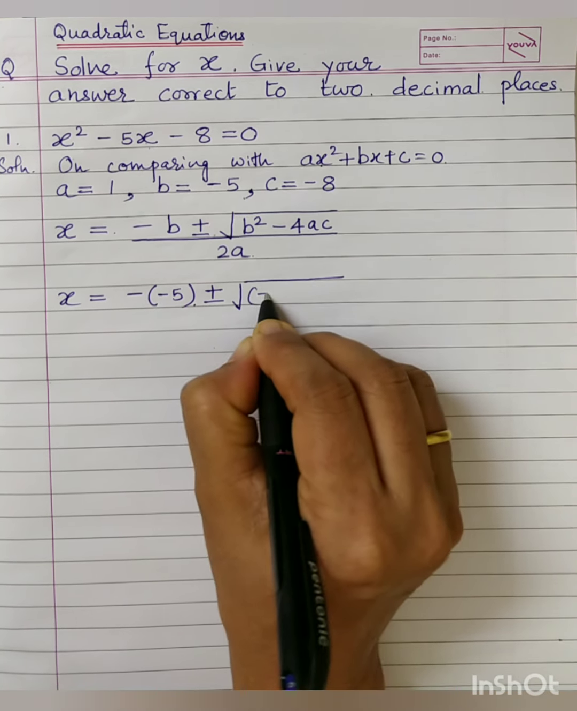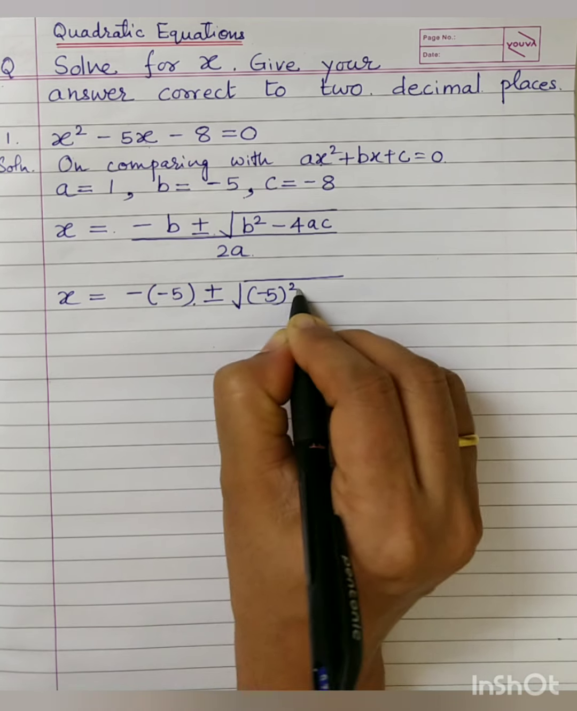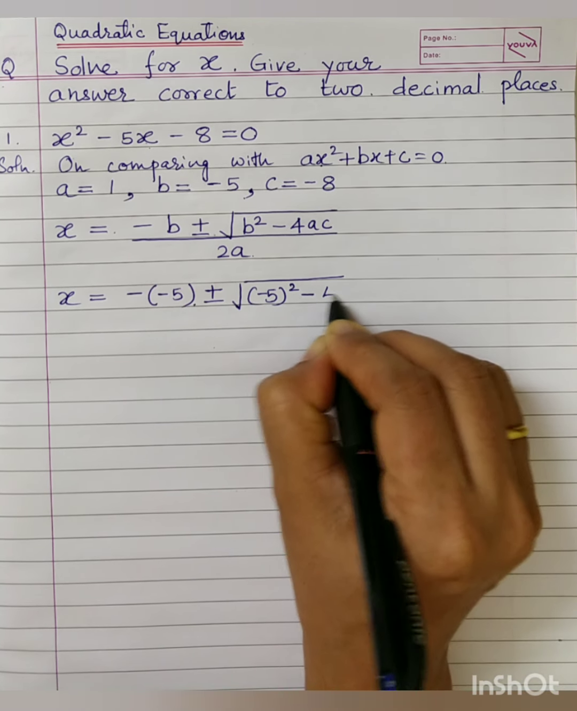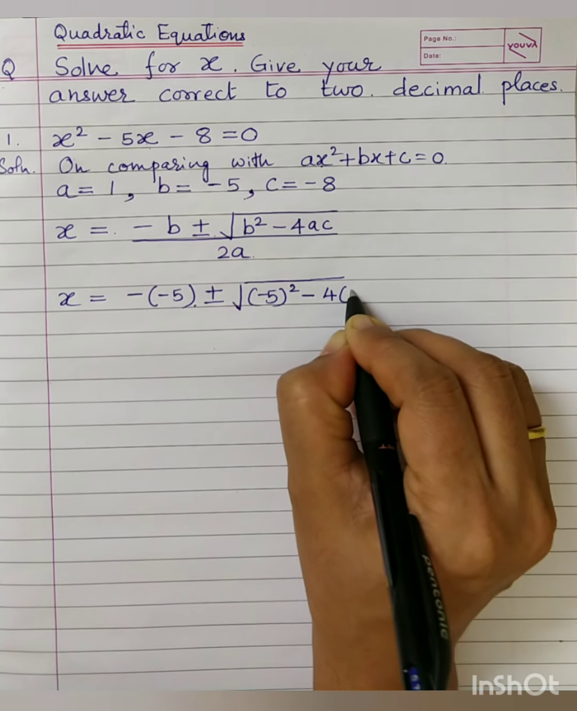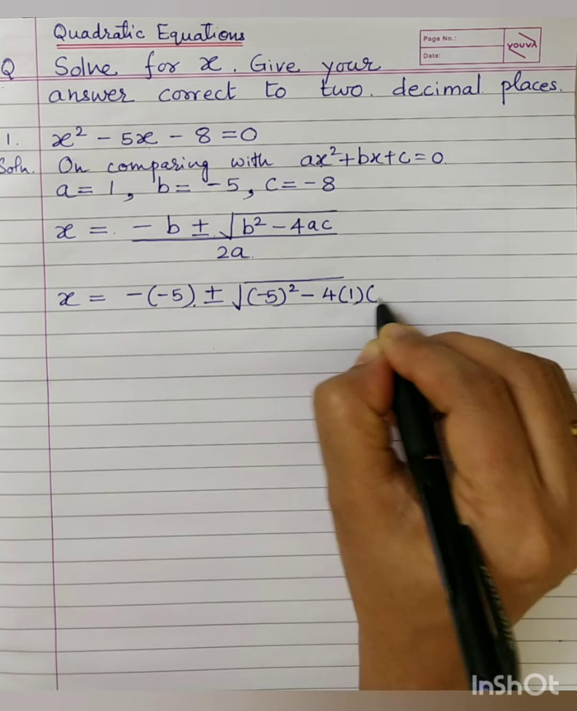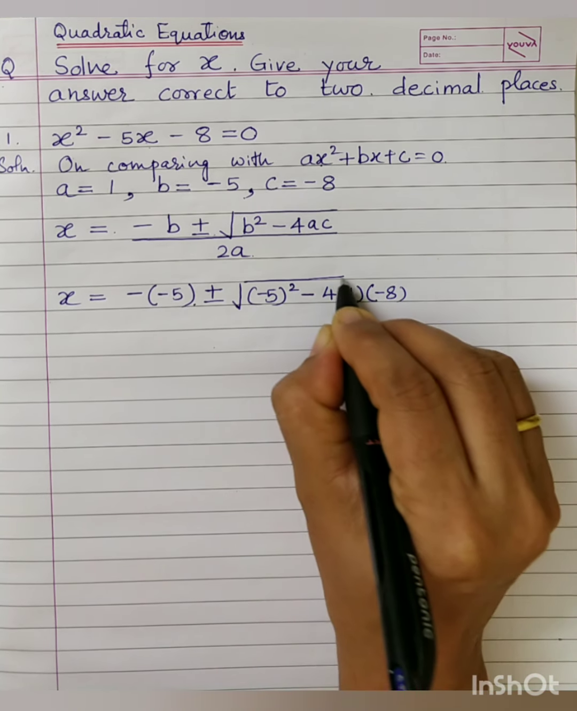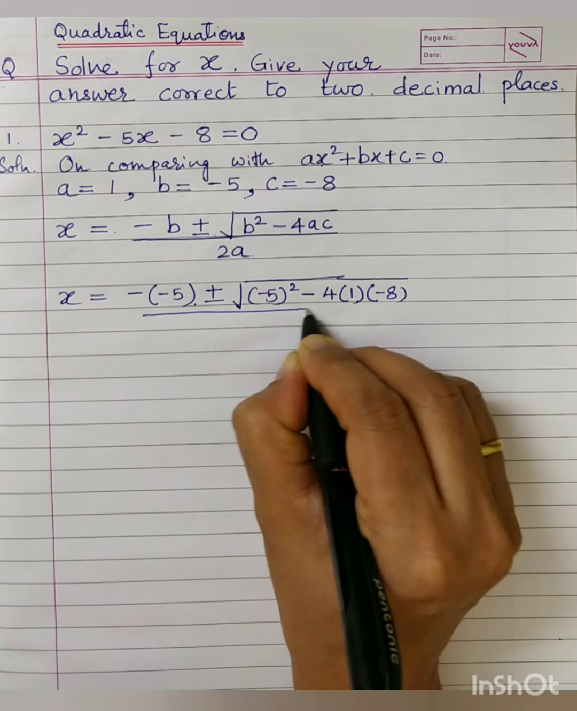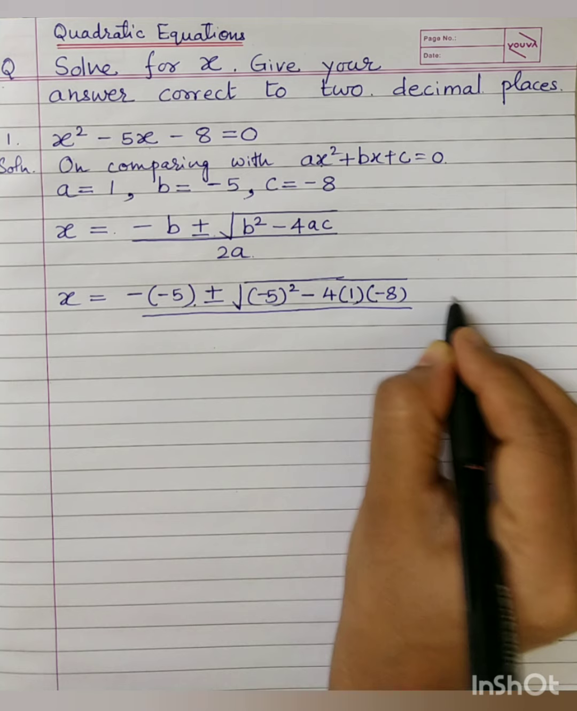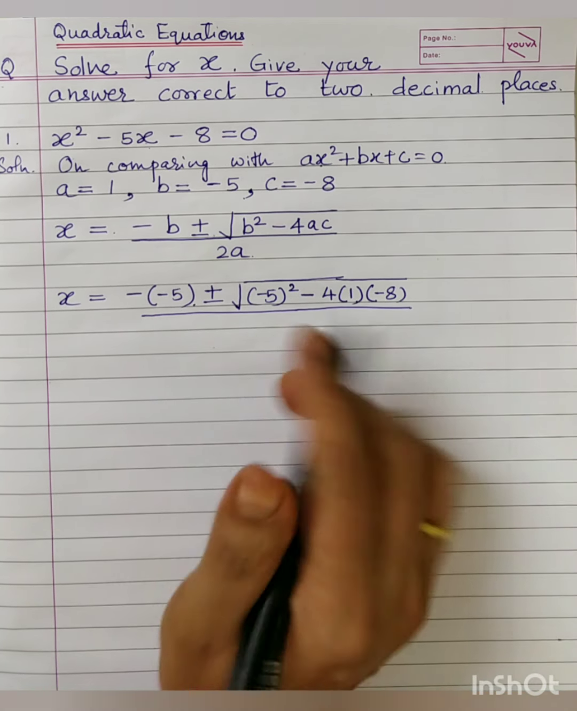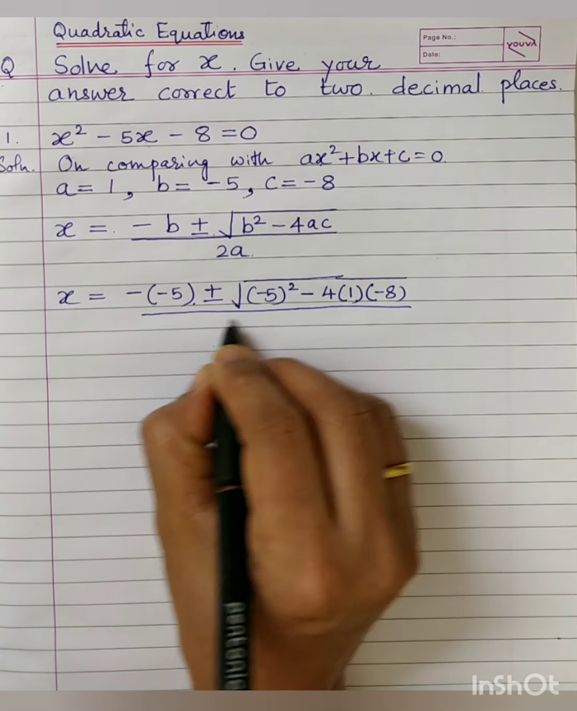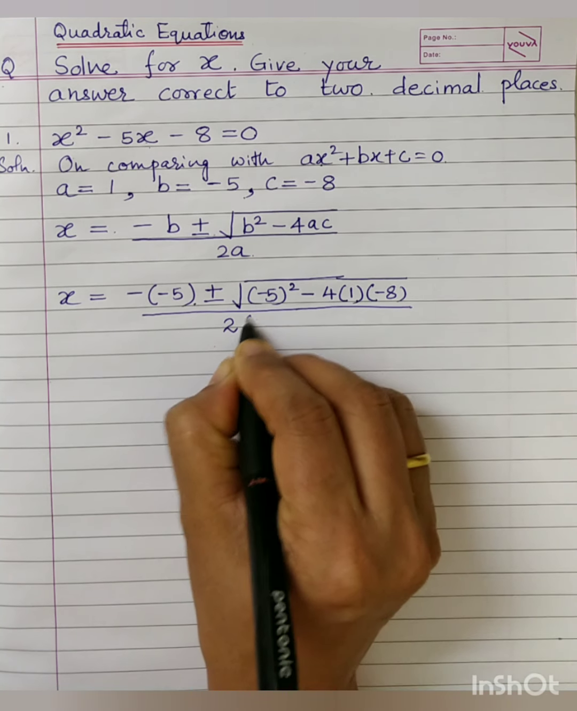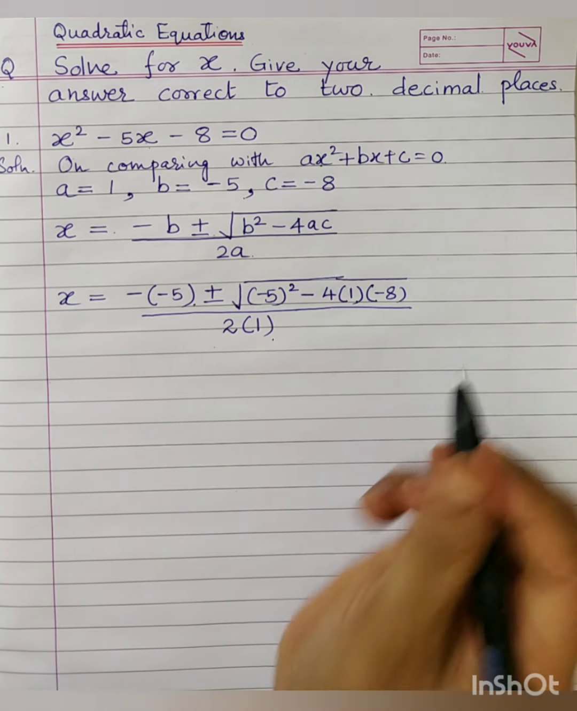Then b square, that will be what? Minus 5 square minus 4. What is a? 1. What is c? Minus 8. Whole upon 2a. The proof of formula, for that only it was necessary. Many a time children write only this much part, that is wrong. This is the common denominator. 2, a's value is 1.